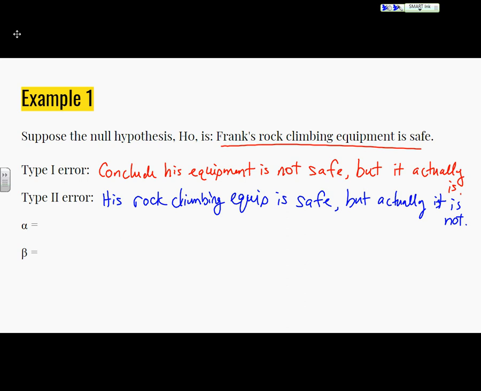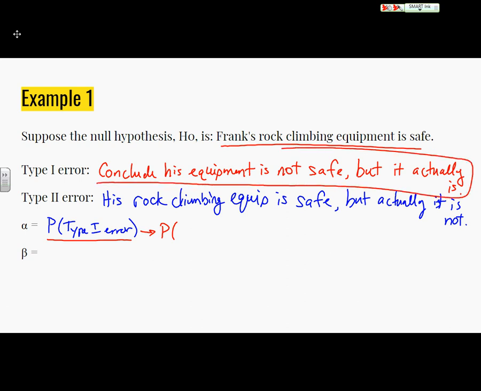Now, in the video, it also talked about alpha and beta. And alpha is simply going to be the probability of making a type 1 error. Part of your homework might ask you to state this. I'm going to put that in red right here: probability of making a type 1 error. So that would just be the probability of everything that I put right here in red. I'm not going to rewrite all that.